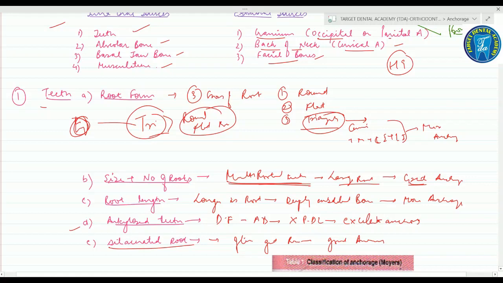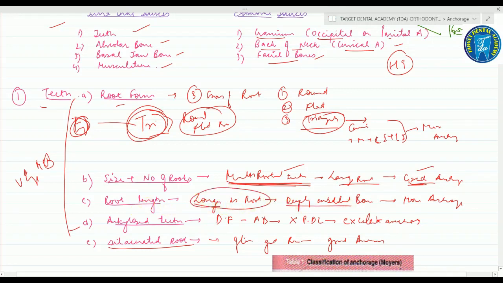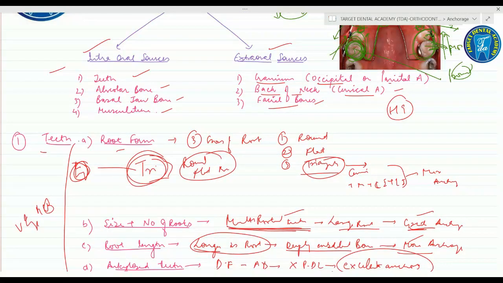I'm repeating it again because all these 5 points are very important from the MCQ point of view. In the root form, the triangular root provides the maximum anchorage. Multi-rooted teeth having a large root provide greater anchorage. The longer the root, the more deeply embedded it is in the bone, and the more anchorage it provides. Ankylosed teeth are excellent anchors, while dilacerated roots also provide good anchorage. So this is all about the teeth.